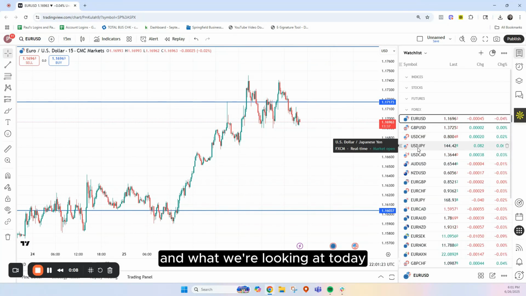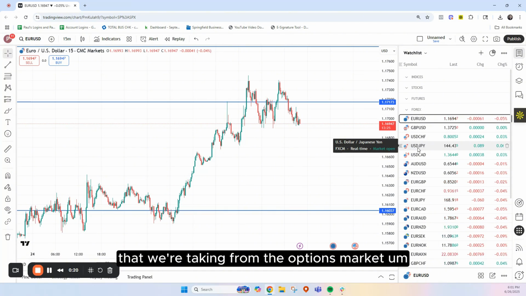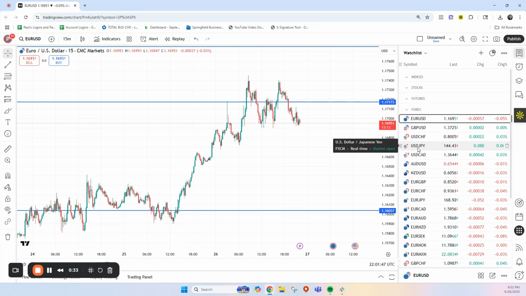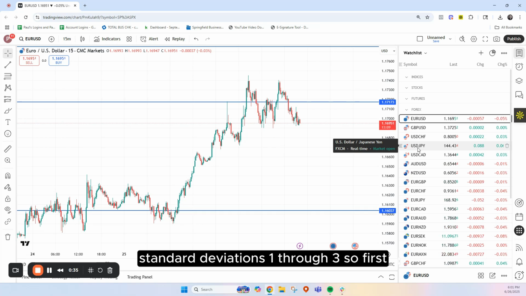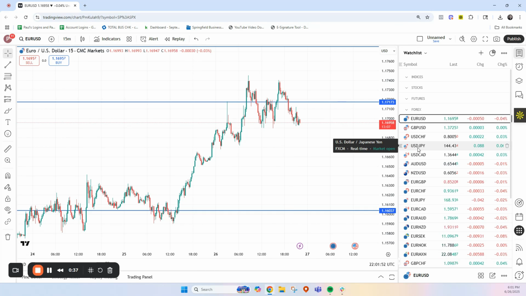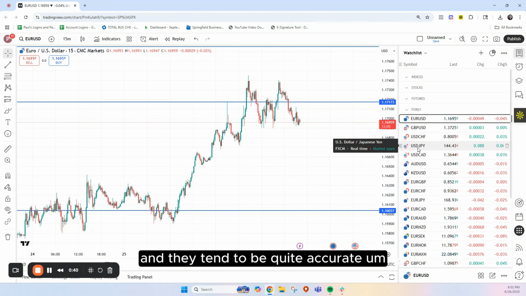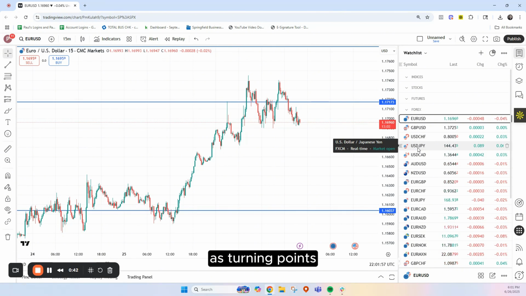And what we're looking at today is how the implied volatility levels have reacted across the majors. Well, what are implied volatility levels? They're just exact turning points that we're taking from the options market through a calculation where we consider what the option market predicts the implied volatility range will be for the next day. From there, we can plot specific levels, standard deviations 1 through 3, so first, second, and third standard deviation. We can plot those levels onto the chart, and they tend to be quite accurate as turning points.